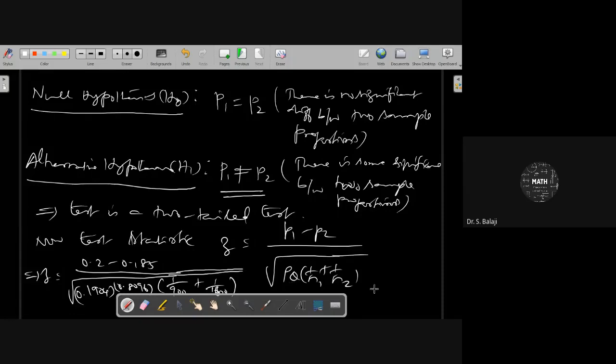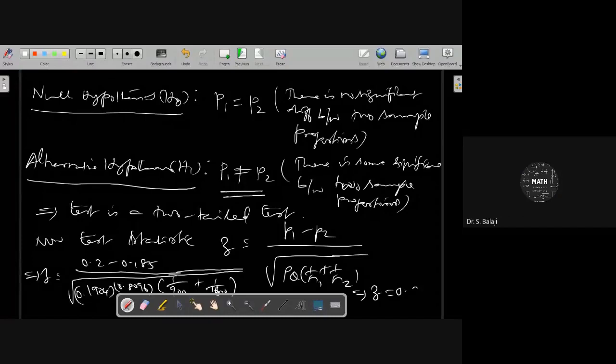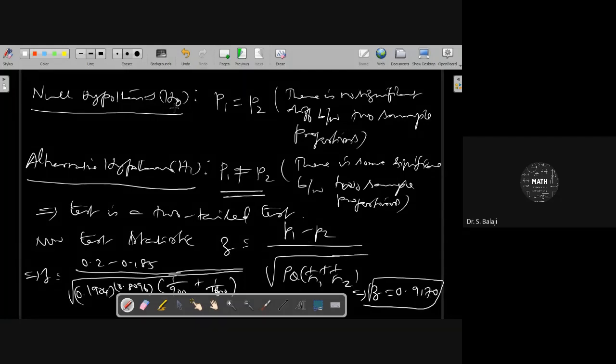Can you give the answer for the Z value? What is Z? 0.9170. Very good. Now you have to get the critical value. No level of significance is mentioned, therefore you can generally use a 5% level of significance.